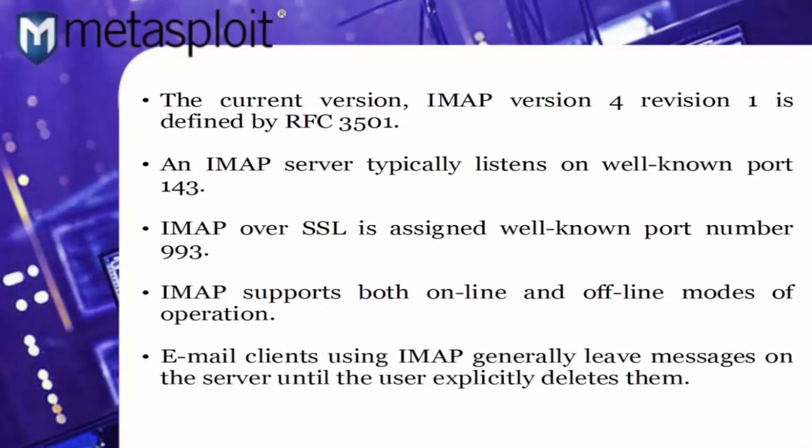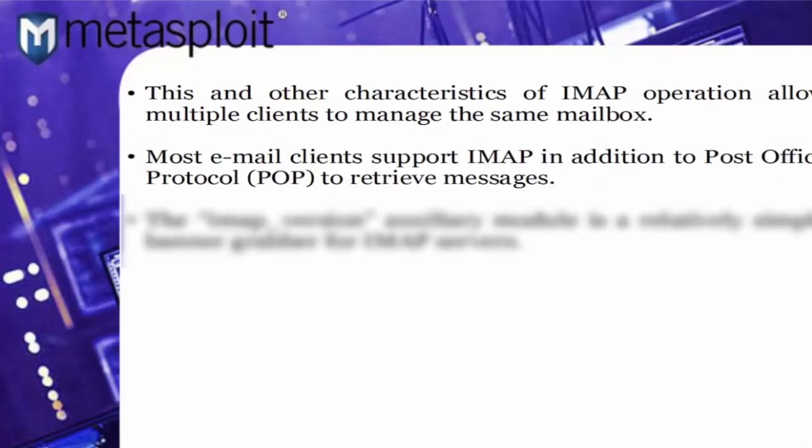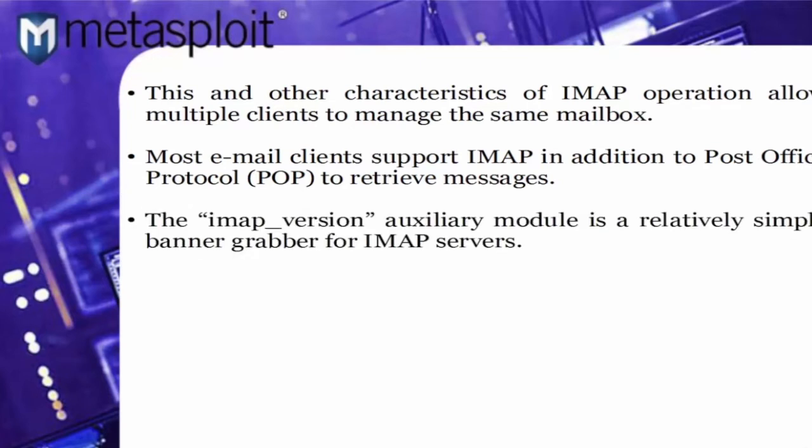Email clients using IMAP generally leave messages on the server until the user explicitly deletes them. This and other characteristics of IMAP operation allow multiple clients to manage the same mailbox. Most email clients support IMAP in addition to Post Office Protocol to retrieve messages. The IMAP version auxiliary module is a relatively simple banner grabber for IMAP servers.